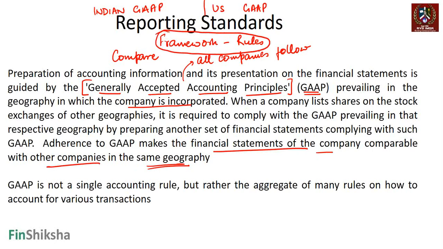Now, GAAP is not a single accounting rule. It's an aggregate of many rules that would account for various transactions. So there is a rule book, and it's an aggregate of a lot of rules. It's not just 1, 2, 3 rules. There is going to be a set of principles, and typically a lot of the accountants are specialists in establishing these rules and helping companies follow these rules, right? That's the reporting standards GAAP.